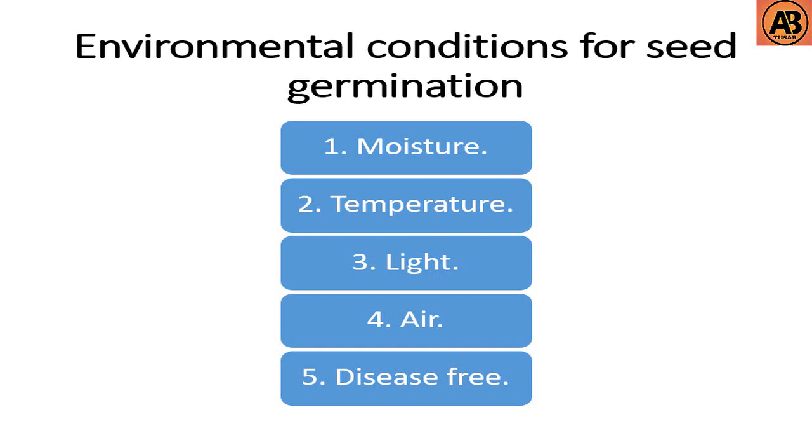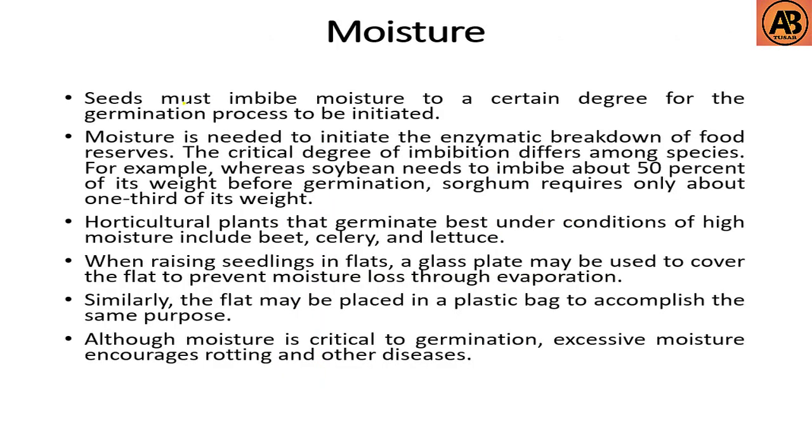In this video we are going to learn about the environmental conditions for seed germination. Here you can see the different types of environmental conditions such as moisture, temperature, light, air and disease-free seed. In this video we are going to learn these factors or conditions briefly. The first one is moisture.